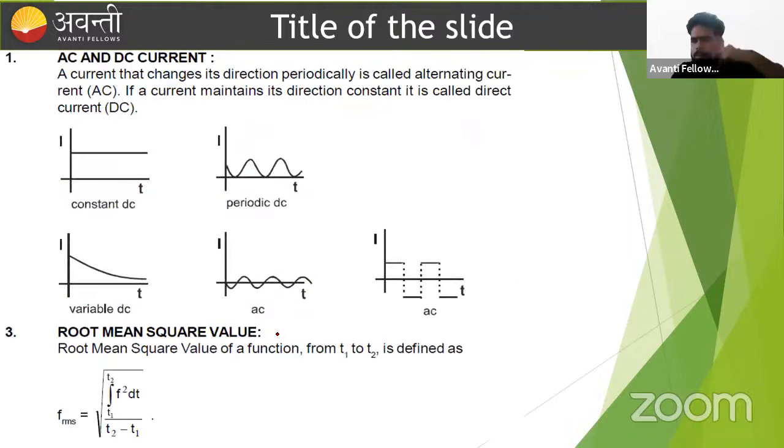We know the meaning of alternating: the current changes its direction with time. So we can say this is DC, and this is also DC because it is not changing its direction. Direction change means it also goes in the negative direction. These are the types of AC.